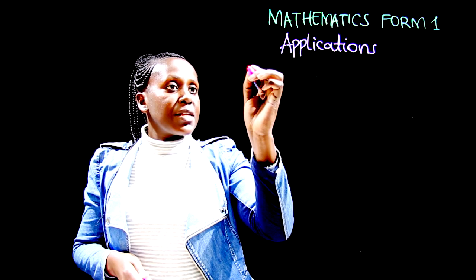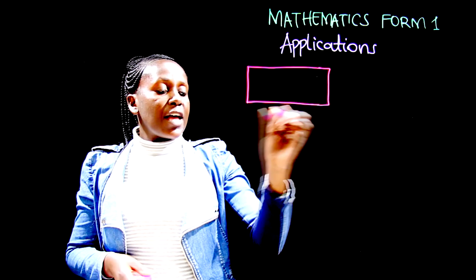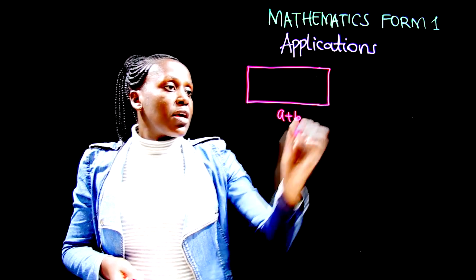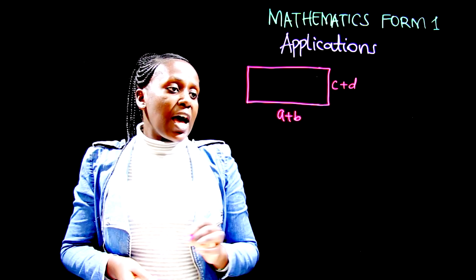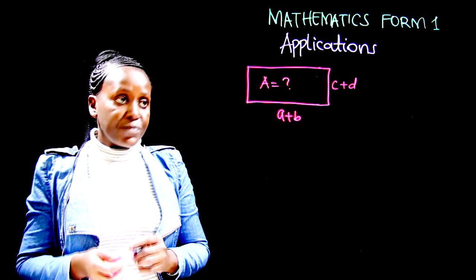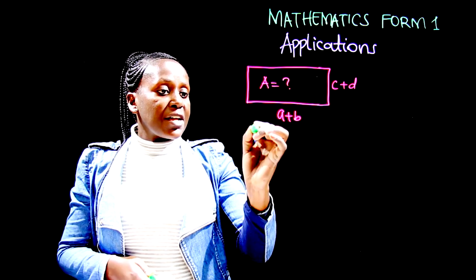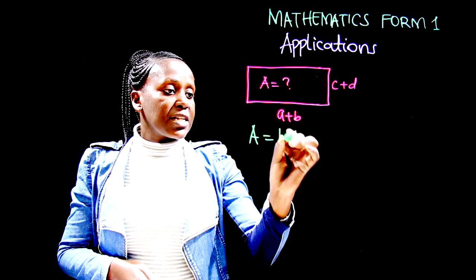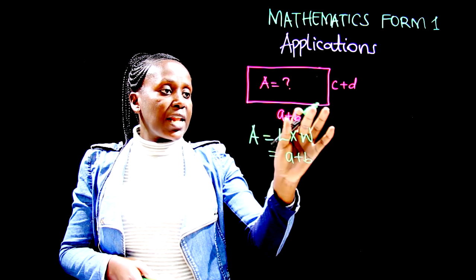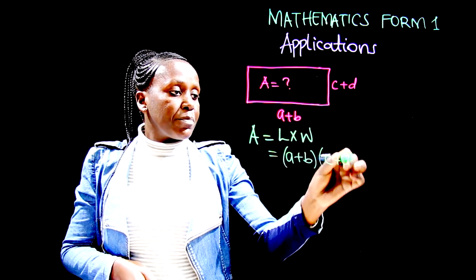So the first one, here we have a rectangle, and the length of the rectangle is a plus b. Then the width is c plus d. And the question is, what is the area of this rectangle? So we know that the area of a rectangle is given by length times width. The length is a plus b. Then we multiply by the width, which is c plus d.